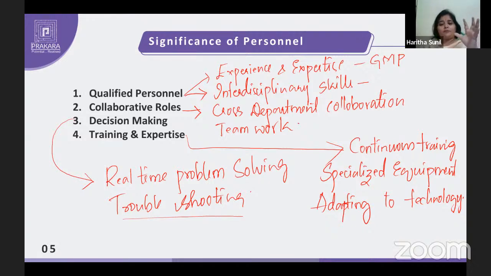Okay. So the personnel involved in a particular pilot plant scale-up technique should be qualified personnel. They should have collaborative roles, be very active in decision making, and also be very well versed with the training as well as the expertise. Okay, so this is all about this particular slide. Then moving on to the next one.